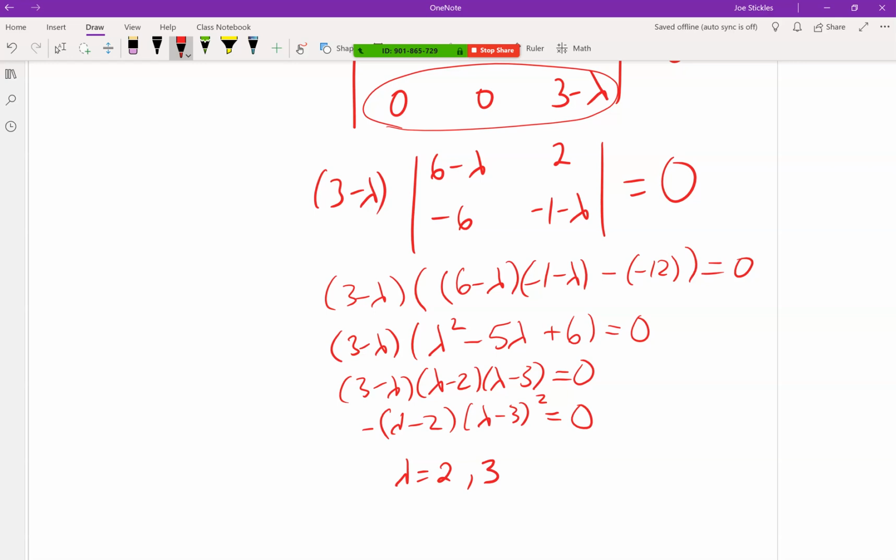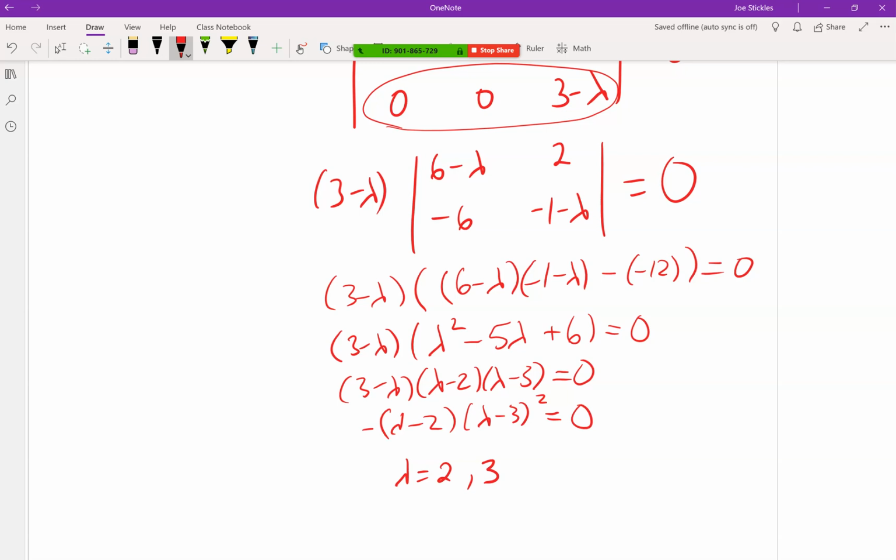Now, this is not to say that we can't diagonalize, it's just that we might not be able to. As soon as we start getting repeated roots, we may not end up with enough eigenvectors to be able to do the job. And that's all going to depend on when we go through and try to find our eigenvectors.